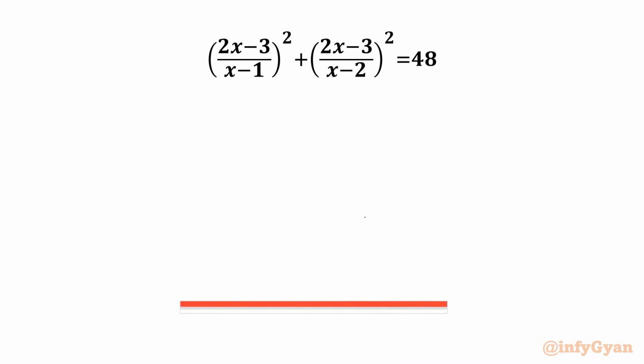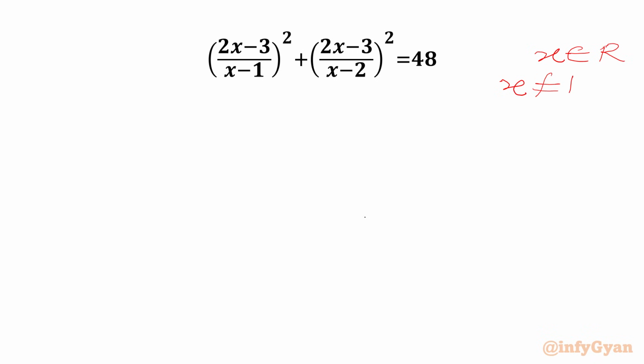Today in this video we have one very interesting question from algebra. We have to solve ((2x - 3)/(x - 1))^2 + ((2x - 3)/(x - 2))^2 = 48 for the real values of x. So let's get started by writing denominators cannot be 0. So our answer: x cannot be 1, x cannot be 2.